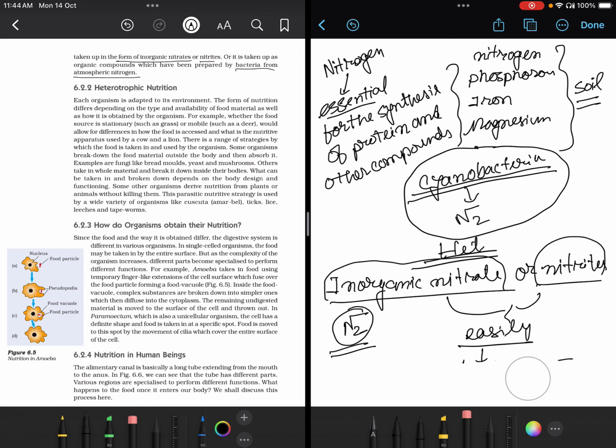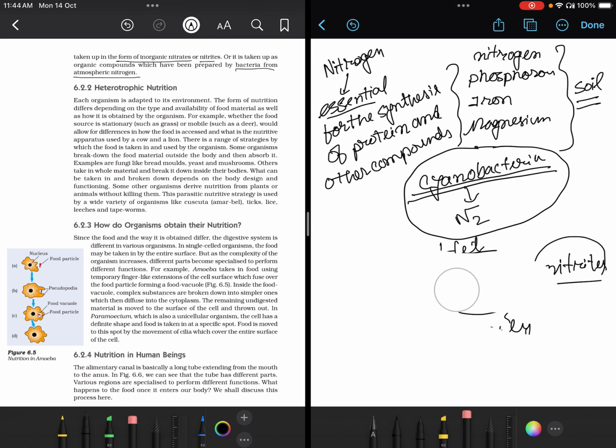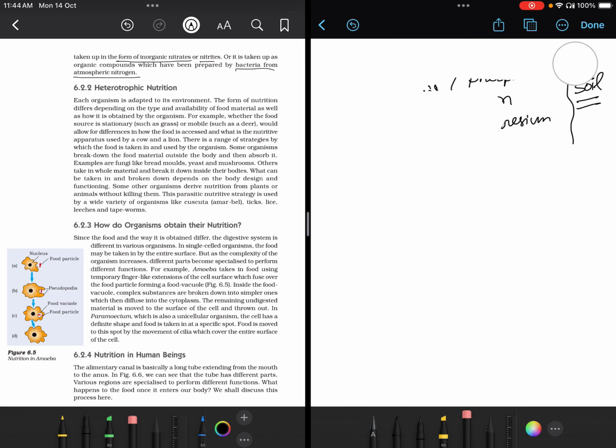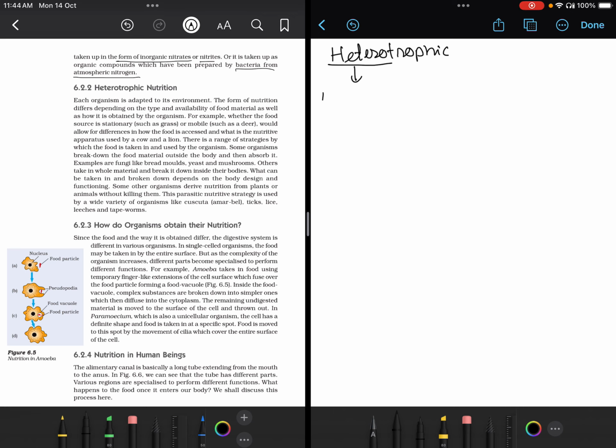Got my point? Easy? Next, coming to the heterotrophic nutrition. As I have already told you, hetero means different. Heterotrophic nutrition. Hetero means different. That means they are taking nutrition from different sources.